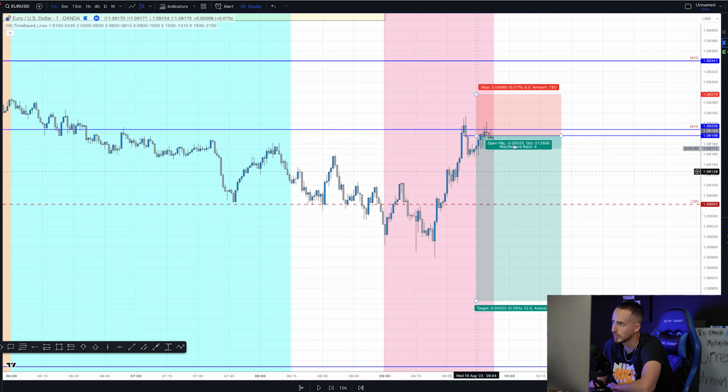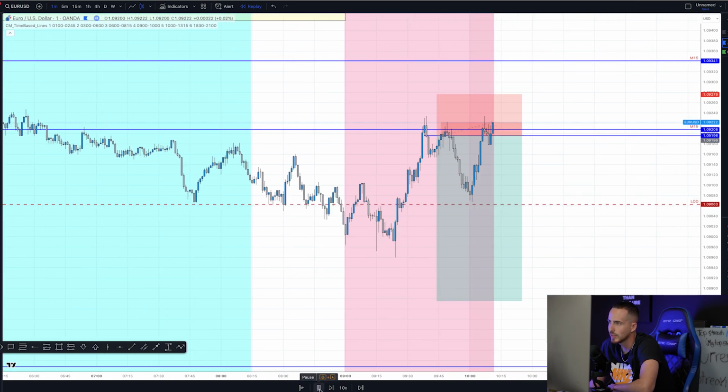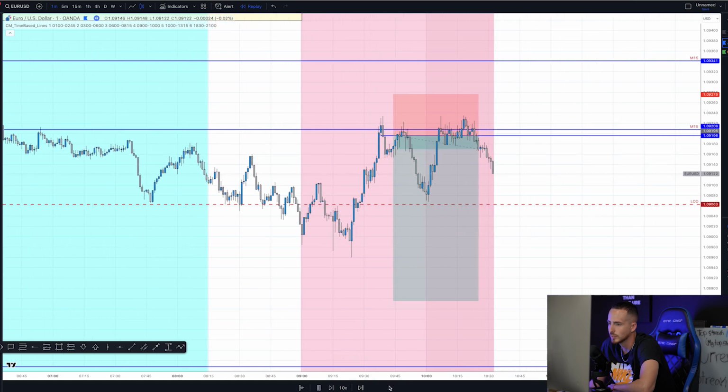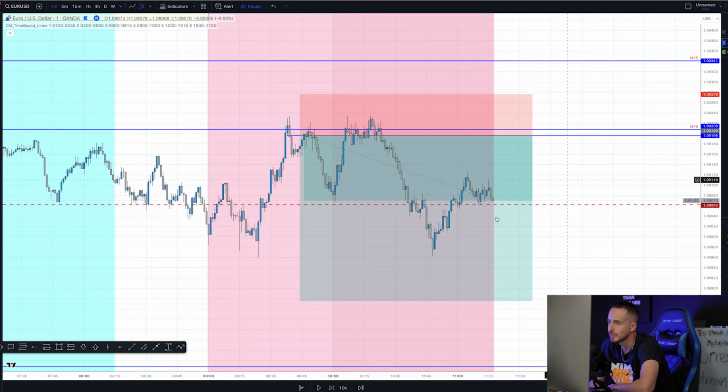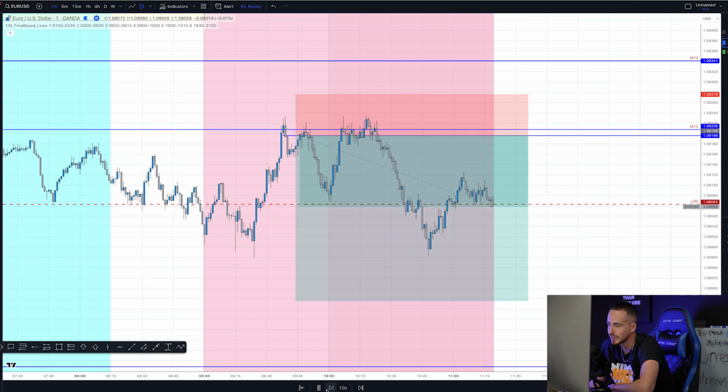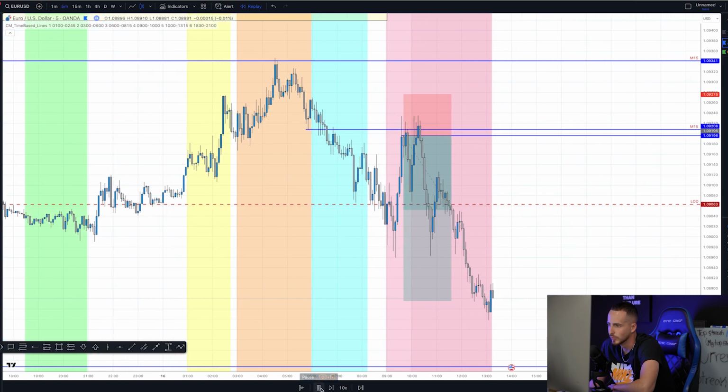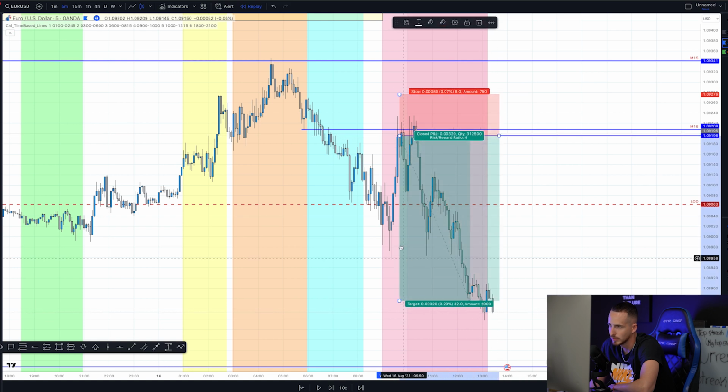So we pull back to M15 supply. We got our entry confirmation on M1. We let price do its thing, and check this out. You can see, let me move this a little bit faster. You guys can see that this is where the volume is coming off of, this M15 supply. So check this out. There, boom. Notice how price pretty much hits our take profit.